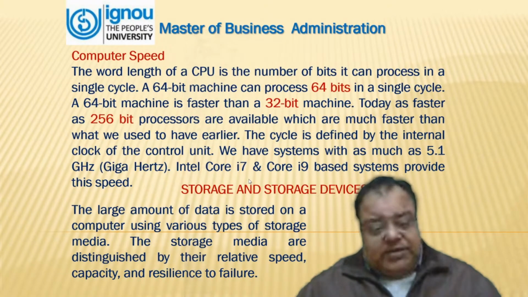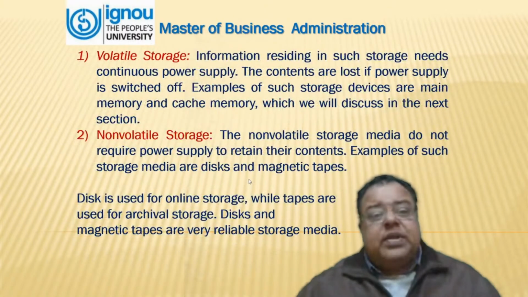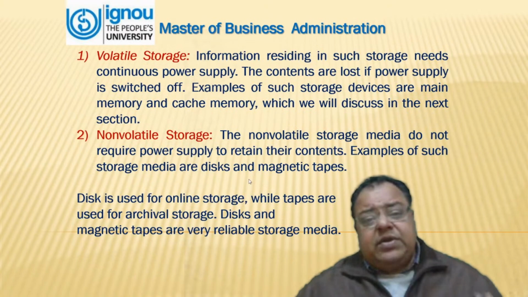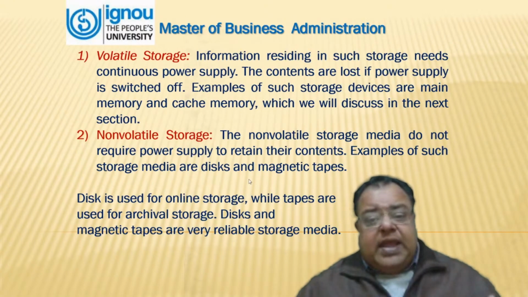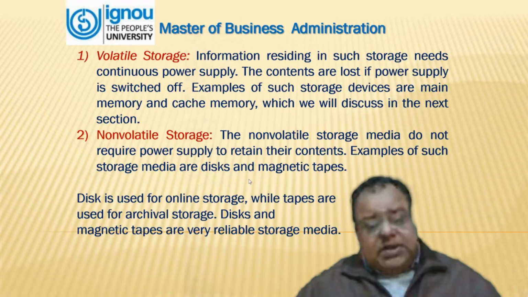Storage and storage devices. A large amount of data is stored on a computer using various types of storage media. The storage media are distinguished by their relative speed, capacity, and resilience to failure. Volatile storage: information residing in such storage needs continuous power supply. The contents are lost if power supply is switched off. Examples of such storage devices are main memory and cache memory, which we will discuss in our next session.